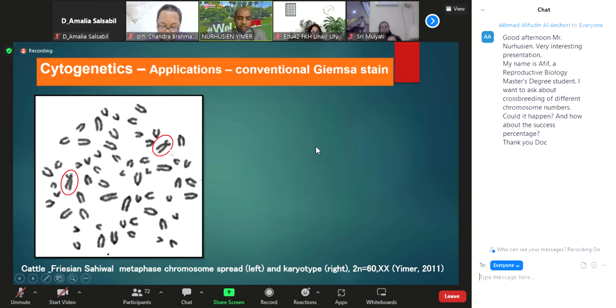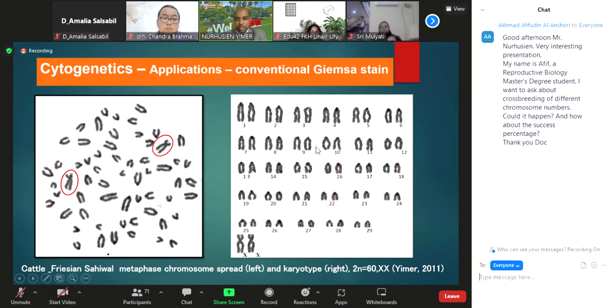This is a female cattle with XX chromosomes. The rest are the autosomal chromosomes. And this is after karyotyping. Karyotyping is arranging the chromosomes in order, according to a system developed by the International Society for Chromosomal Nomenclature. So you have to arrange the chromosomes like that, and the sex chromosome will be at the end. The autosomes will be arranged in decreasing order in size.